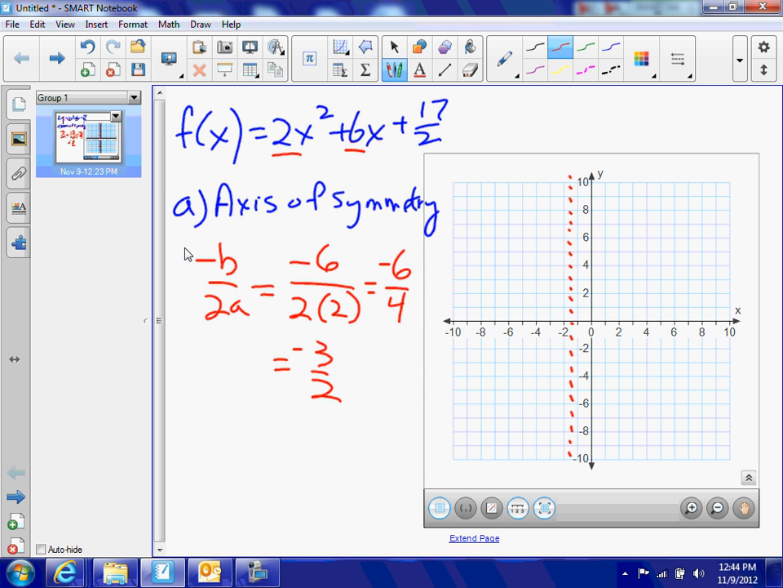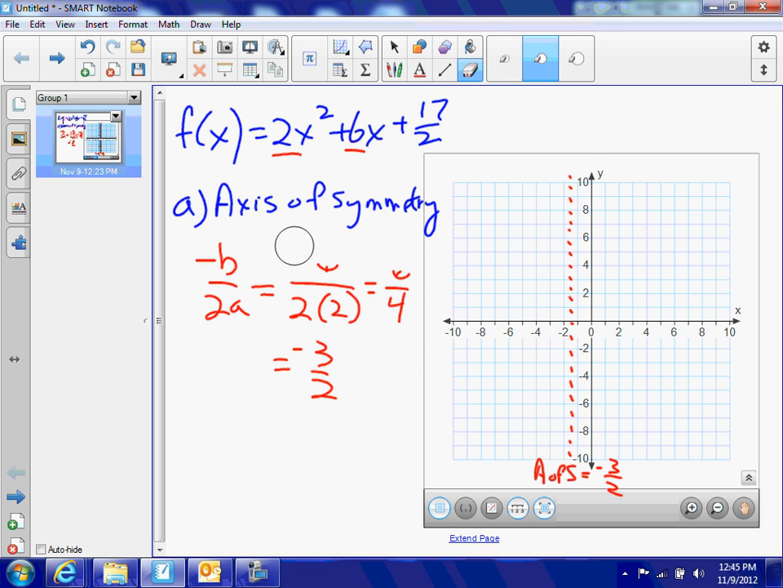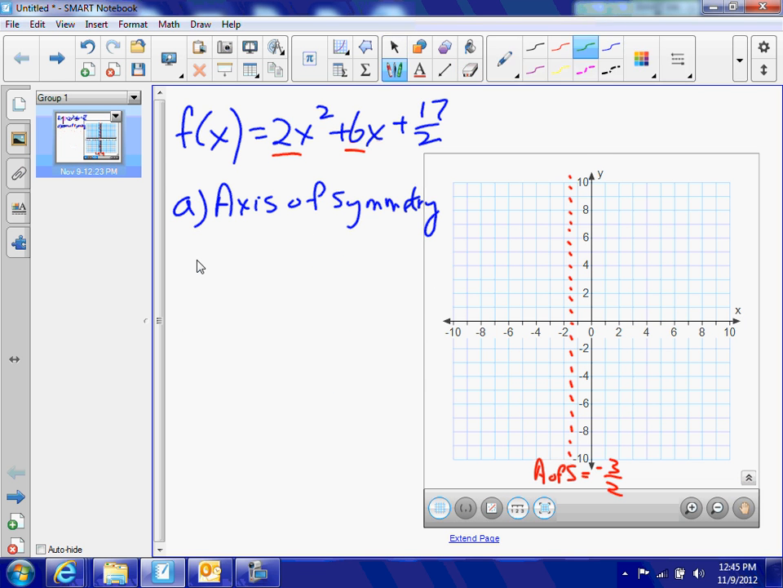And let's label it A of S equals negative 3 halves. All right, so we got that part. Let's erase this. Part B says label my vertex. Let's just put that so we know that our axis of symmetry is negative 3 halves.